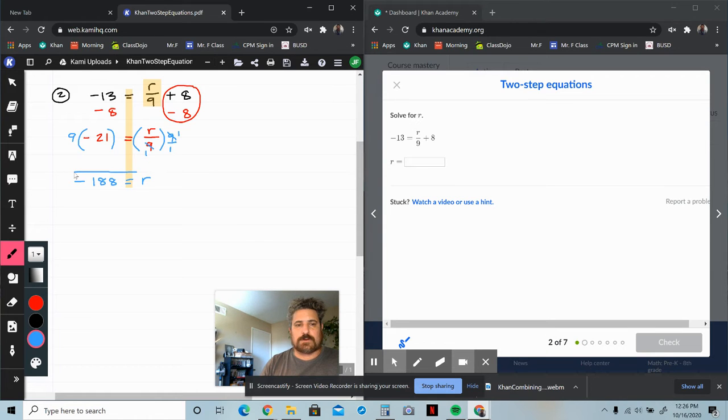So we think the answer is negative 188. And we can check it if we wanted to. We can say, is negative 188 divided by 9 plus 8 going to be equal to negative 13? And if you did negative 188 divided by 9, a negative divided by positive is a negative. 9 goes into 18 twice, so nothing left over. 9 goes into 8 0 times.